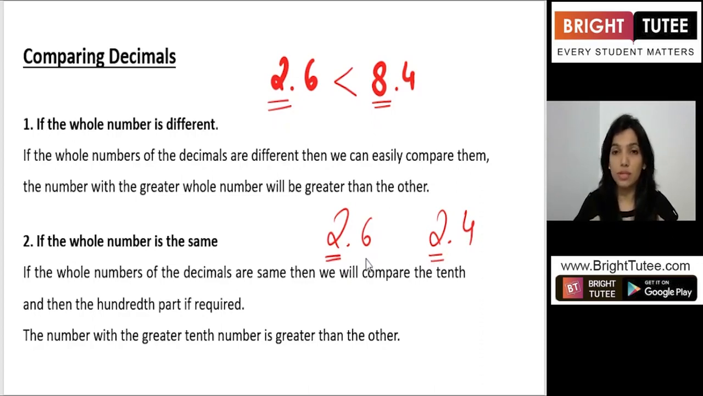So here what do you see? The whole numbers are basically the same. So which one do we need to compare? We will compare the number sitting at the tenths place. In 2.6, 6 is sitting at the tenths place, and in 2.4, 4 is sitting at the tenths place. So which number is bigger? 2.6 is bigger. Okay, let us read more about this.